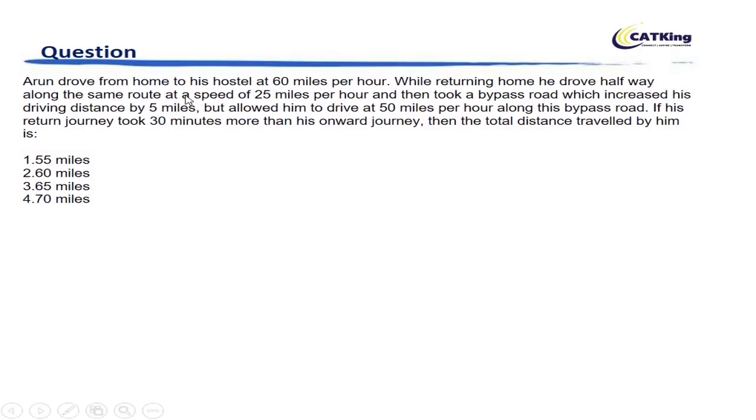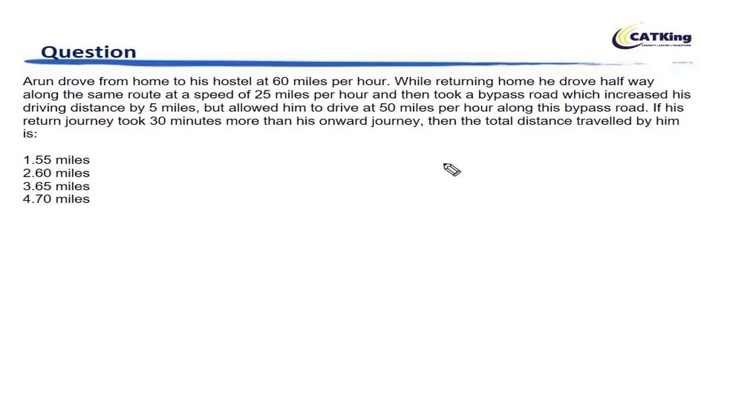Arun drove from home to his hostel at 60 miles per hour. While returning home, he drove half the journey at 25 and then took a bypass road which increased his driving distance by 5 miles and allowed him to drive at 50 miles per hour. If his journey took 30 minutes more than the onward journey, then the total distance traveled by him is.